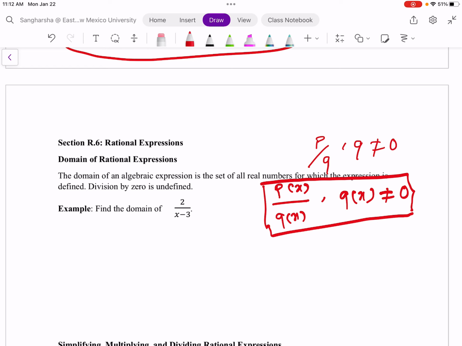If you compare this expression, 2 over x minus 3, with our definition, for p of x we have 2, right? So our p of x is 2, and q of x is x minus 3. So p of x over q of x, this is our rational expression. Now in this example, you are asked to find the domain of this expression. What does it mean by the domain?